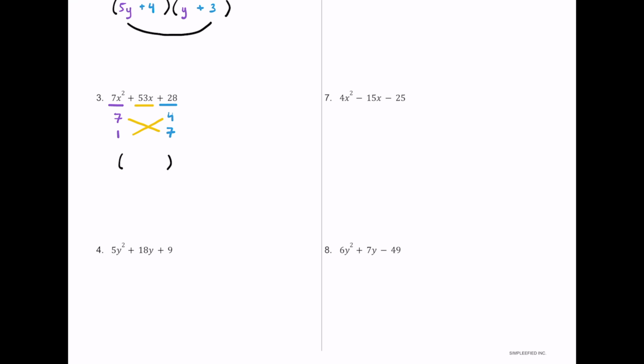So we'll set up our 2 binomials. We'll write our 7x over here and our 1x in this location. Now this is going to be the outers, so that 7 is going to pair with a 7.